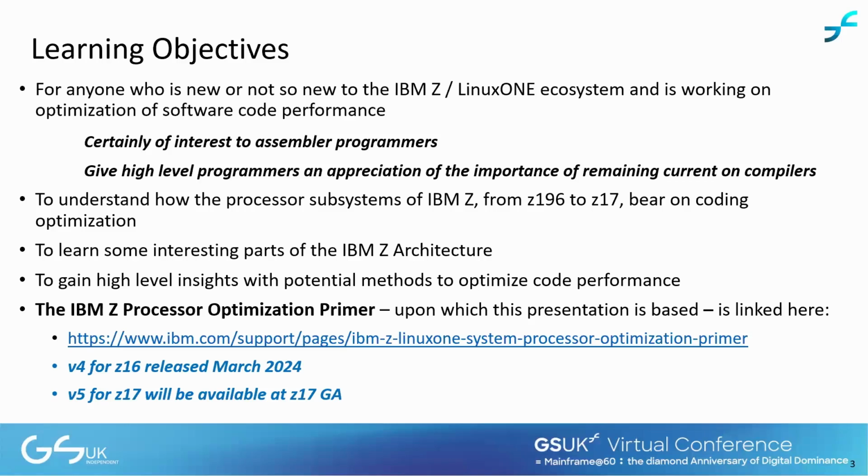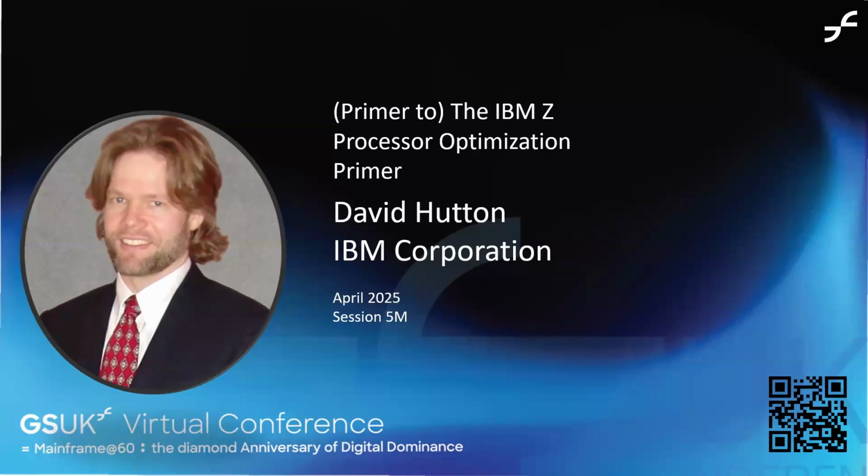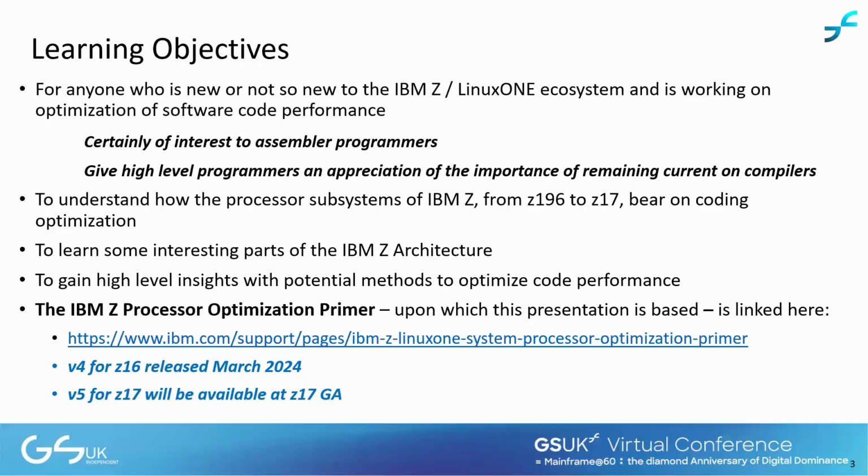The title of this is, I'll jump back to the title slide briefly. It's the IBM Z processor optimization primer. The IBM Z processor optimization primer is a document that's available on the web. It's quite Googleable, but there's also a direct link to it. And when new versions are released, they should all be posted at that same link near the bottom.